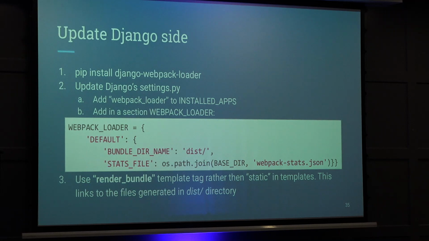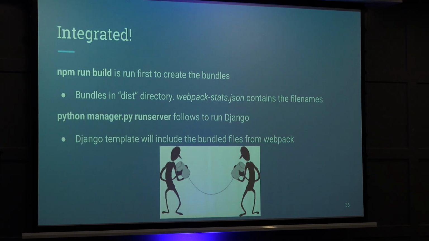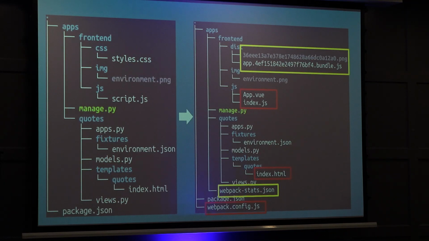Okay. So with those two steps, we've integrated Django and Webpack. So the first step is npm run build, which creates the bundles in this dist directory with the webpack-stats file, which contains the file names, and then Django runserver. On development, the Django runserver will run, and then it will include the bundle files from Webpack. So Webpack and Django can then talk to each other. So we've got Webpack integrated, and we haven't done a huge amount in terms of our directory structure.